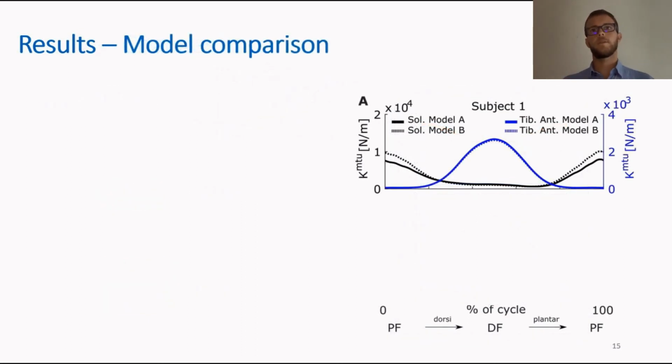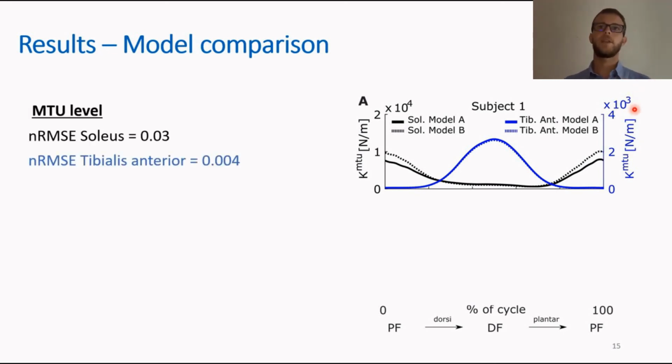In this plot, we see how models A and B compare when estimating MTU stiffness of muscles with a large pennation angle, such as the soleus, and a small pennation angle, such as the tibialis anterior. We computed the normalized root mean square error between both models to quantify the differences and obtain the values displayed on the slide. Please note how the difference is remarkably lower for the muscle with a smaller pennation angle, mainly because models A and B are identical when the pennation angle is 0.